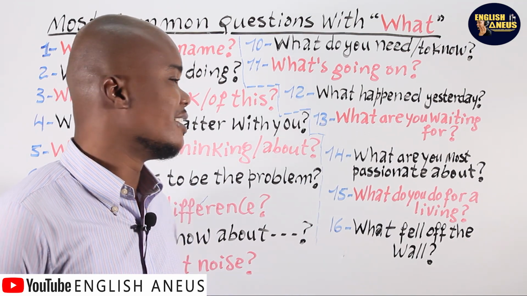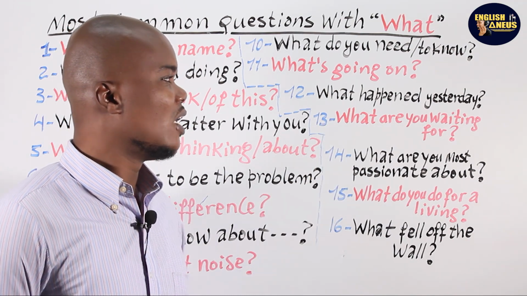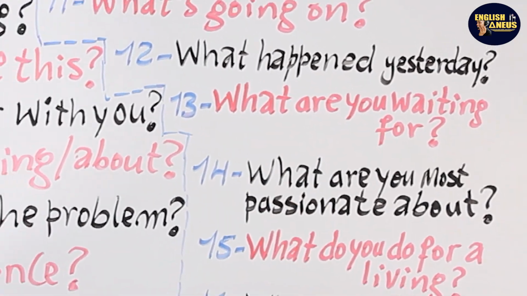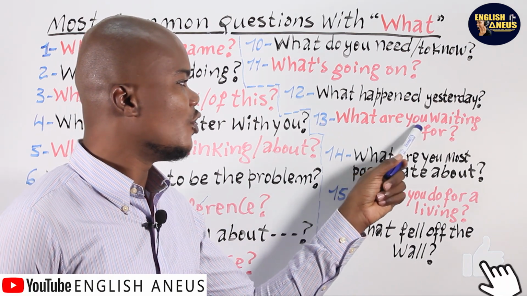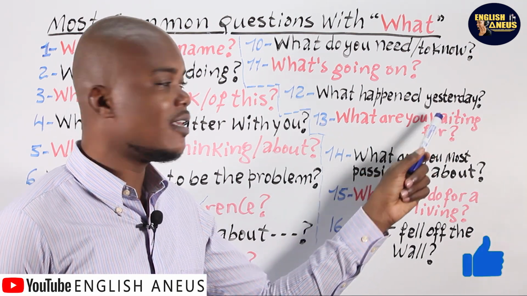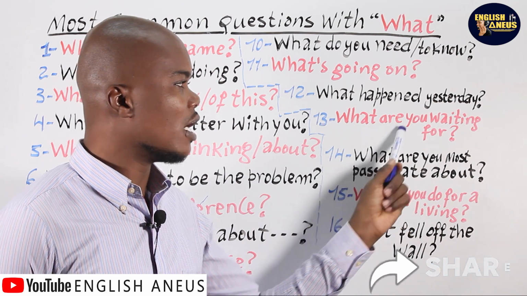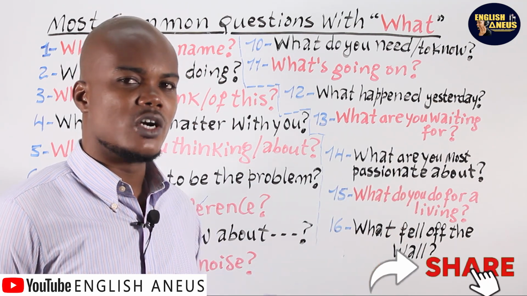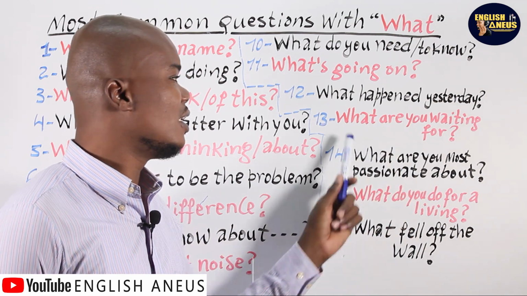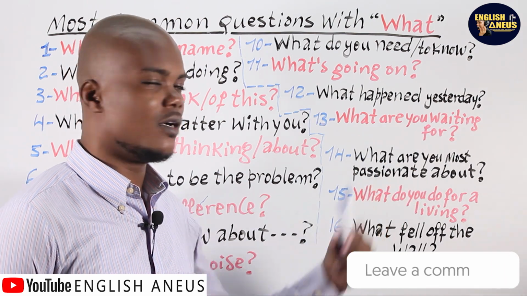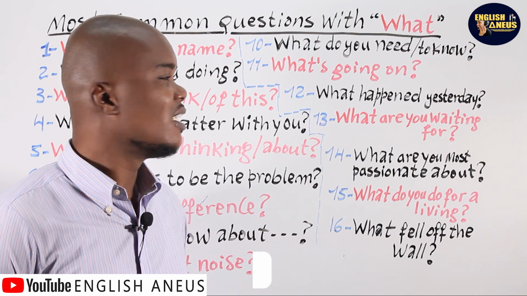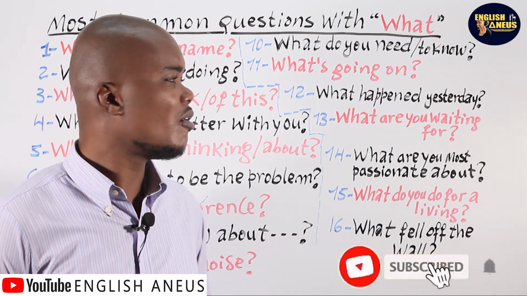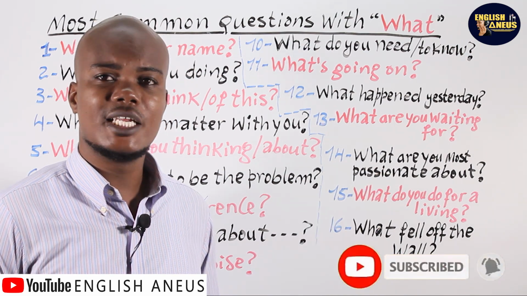And next sentence is sentence number 13. What are you waiting for? What are you waiting for? Waiting for. For speaking a bit faster, you say, what are you waiting for? What are you waiting for means qu'est-ce que tu attends? What are you waiting for?